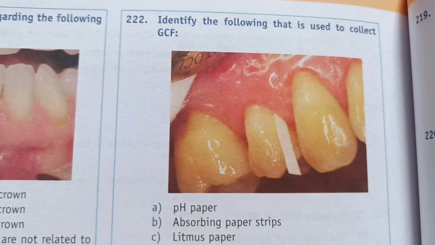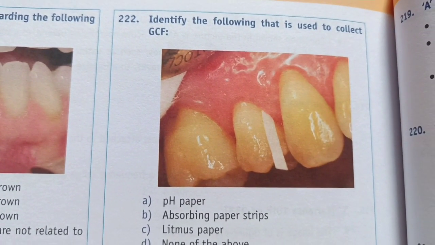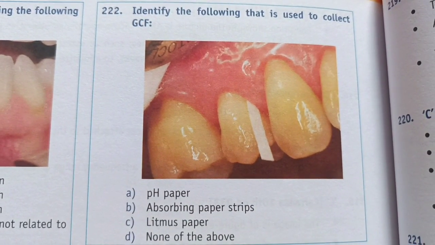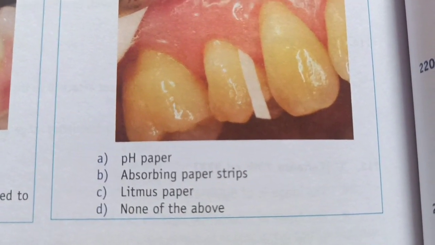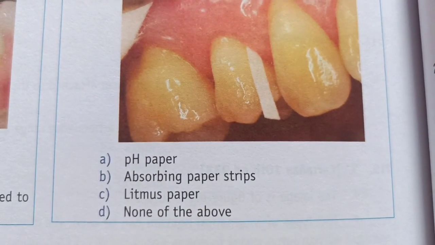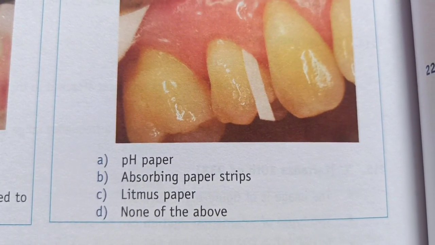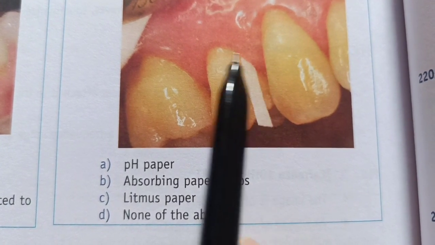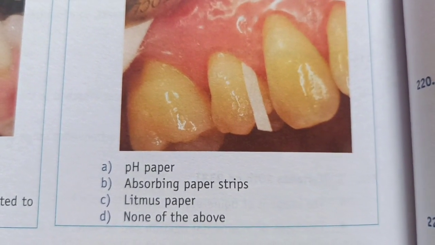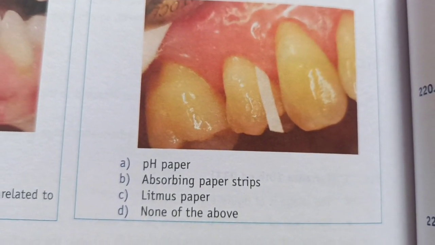Now coming to the next question. Identify the following that is used to collect GCF. GCF is gingival crevicular fluid, and the options are pH paper, absorbing paper strips, litmus paper, and none of the above. If you can see the picture clearly, the answer is absorbing paper strip. So this can be remembered by you.